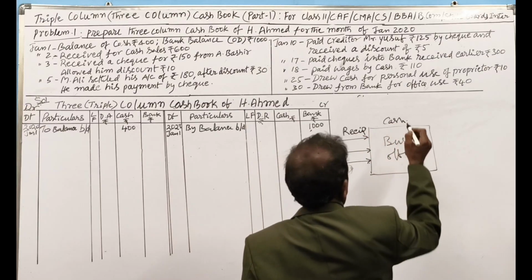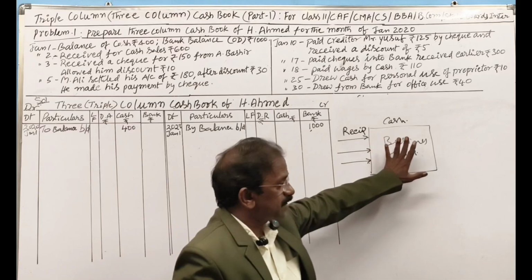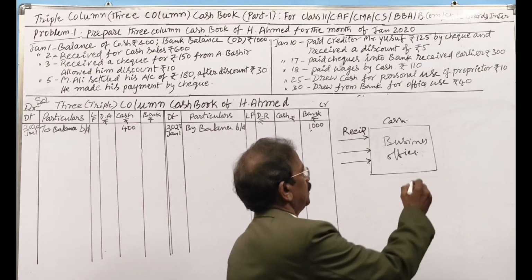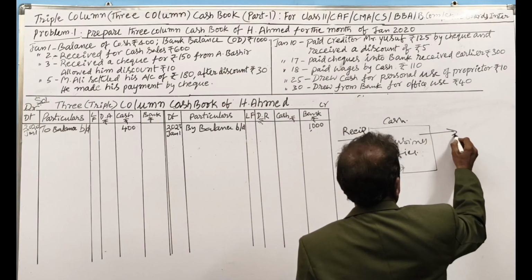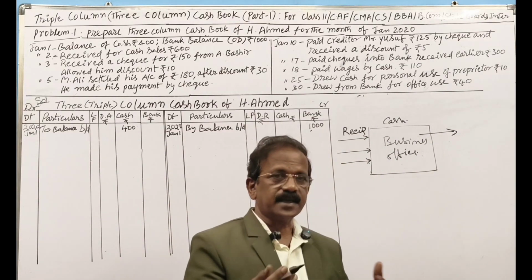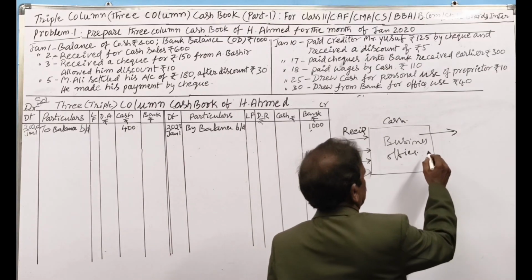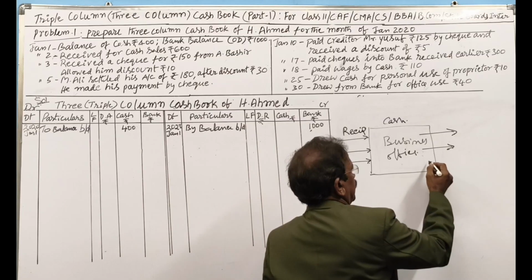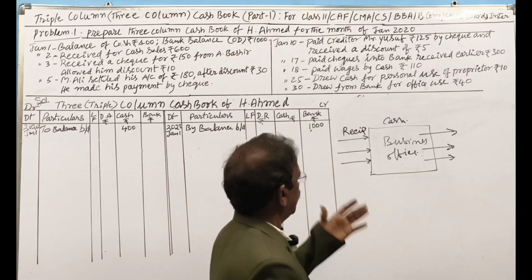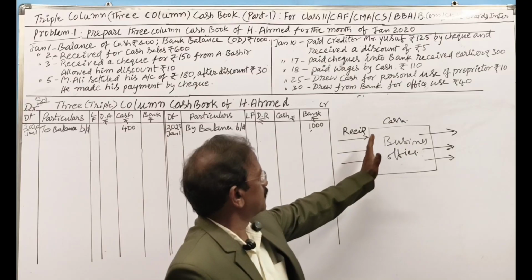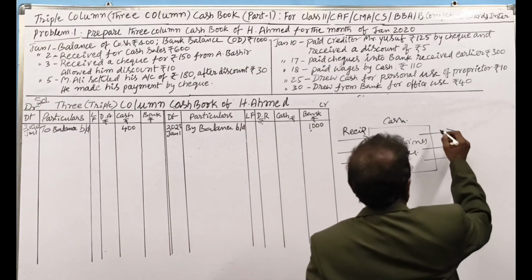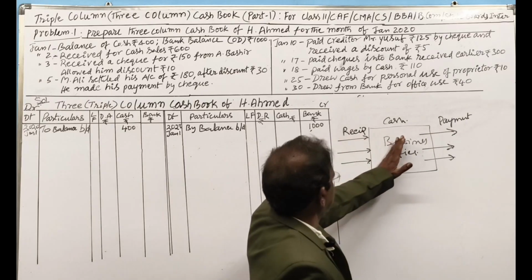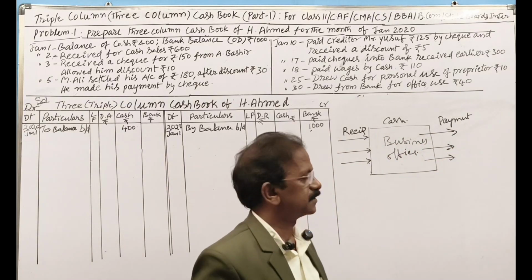This is for cash. Now, from this cash, we have to pay certain amounts. When you purchase goods, you have to pay cash. Cash goes out. When you purchase assets, cash goes out. You have to pay cash. When you pay salaries, cash goes out. It means sometimes cash comes in, sometimes cash goes out. These are cash receipts. These are cash payments.